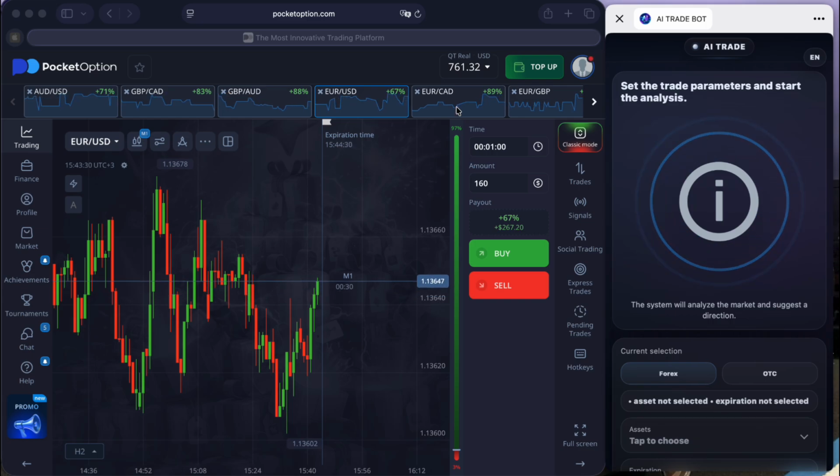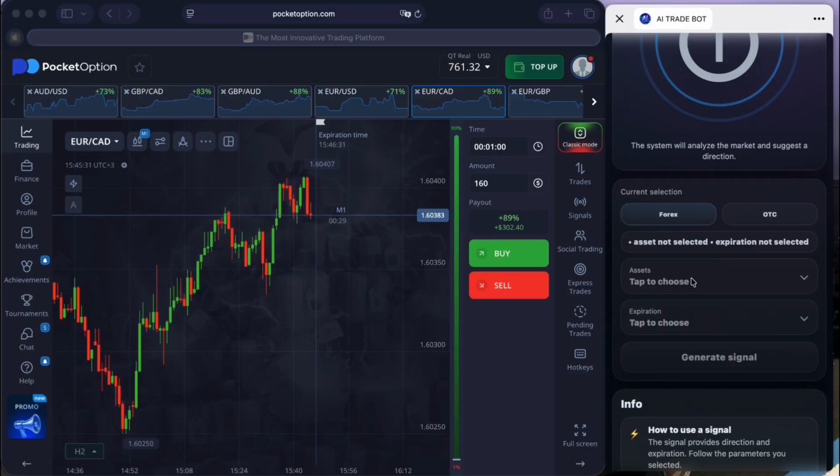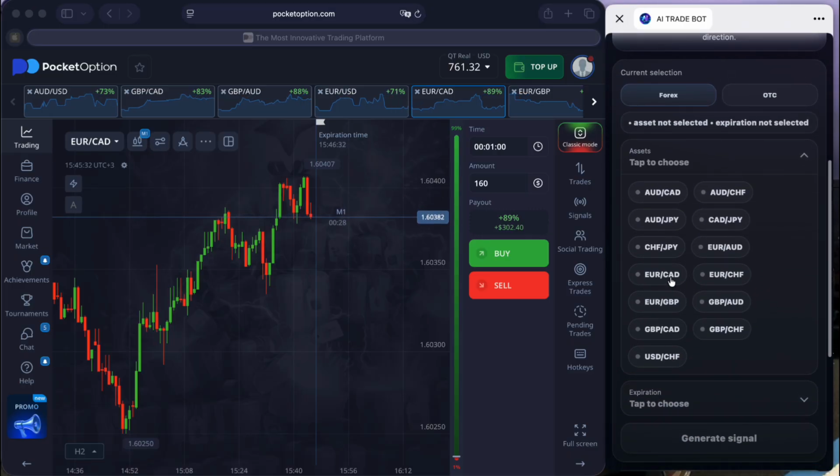So I'm safely switching to the Euro-Canadian dollar. Let's also open on the Euro-Canadian dollar without technical analysis. I fully trust this bot.